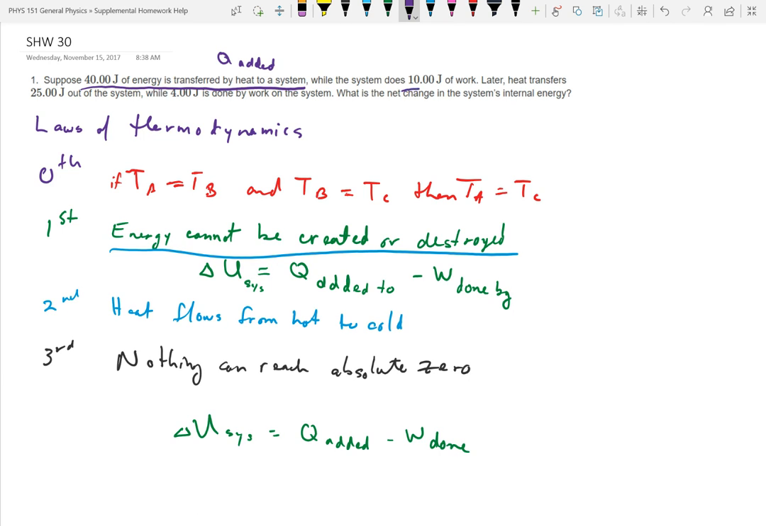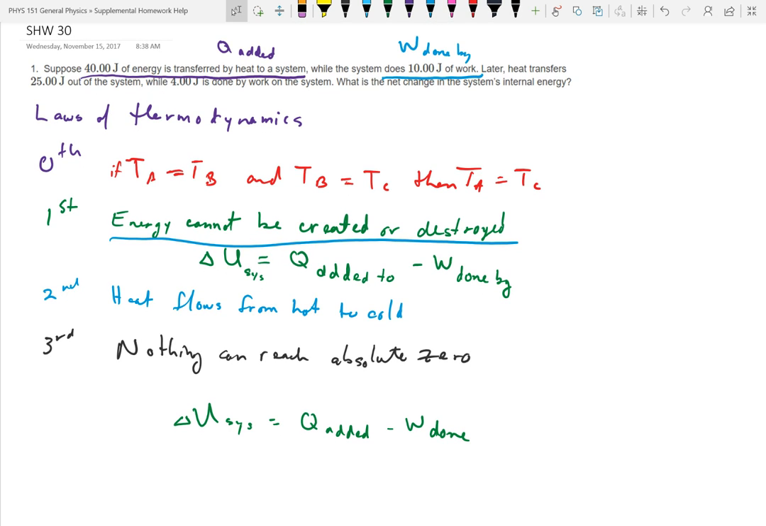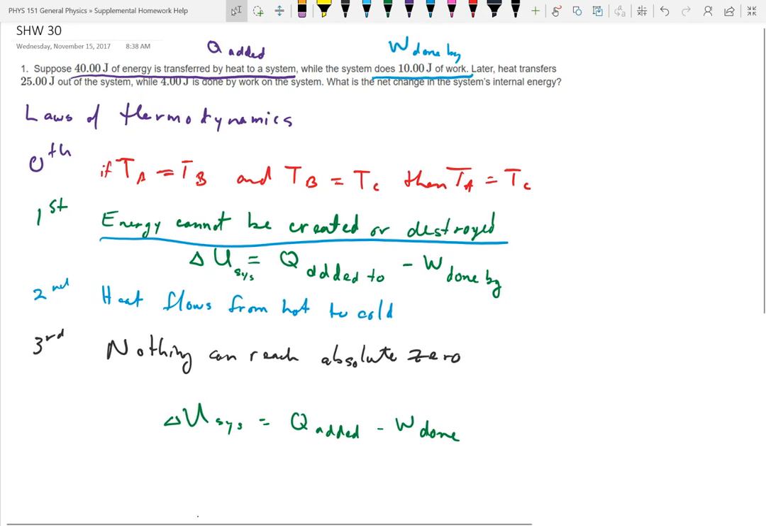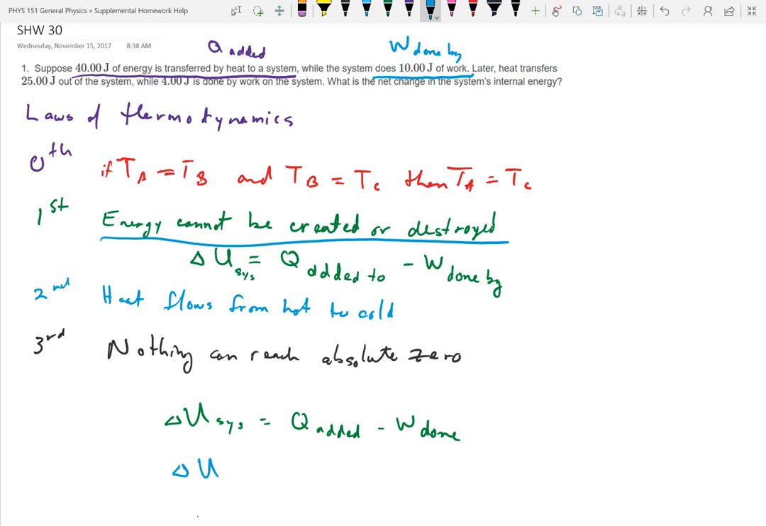And then we have the system does 10 joules of work. Work done by. So that's work done by. Excellent. So those are the two things that we put in here. So we would have change in internal energy, and I'm going to put subscript 1 because we have later, so that's going to be subscript 2, is equal to the heat added, 40.00 joules, minus the work done by, 10.00 joules. So that's 30.00 joules increase is the change in internal energy originally.